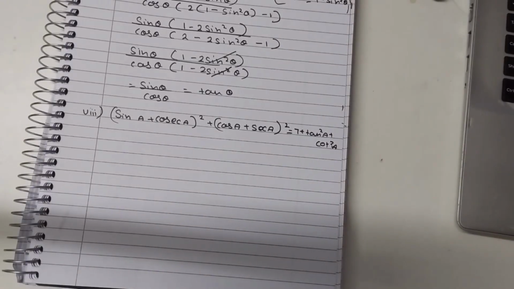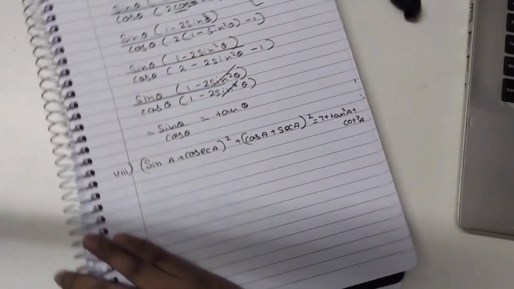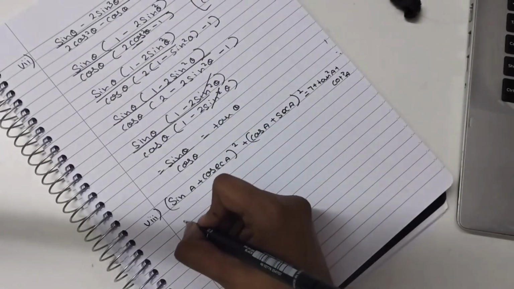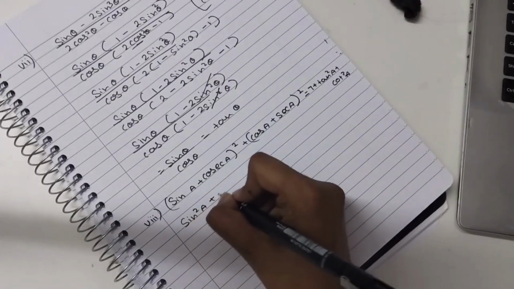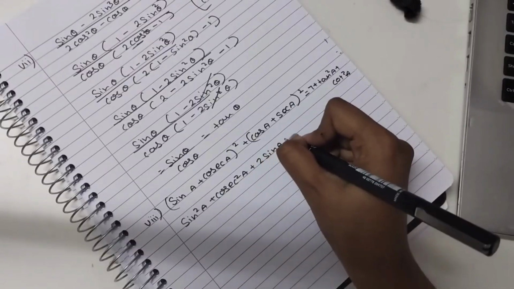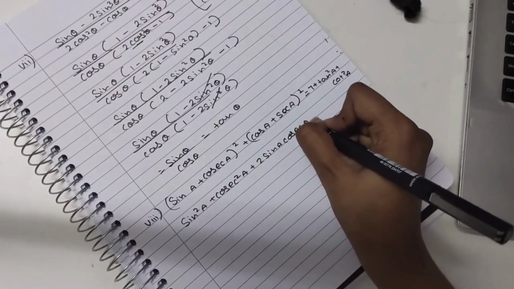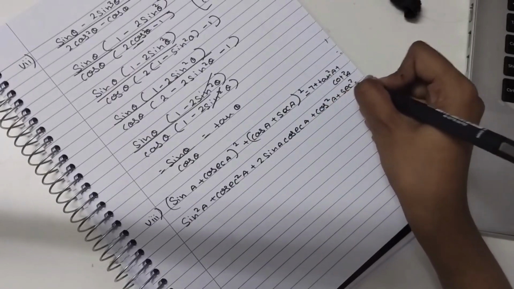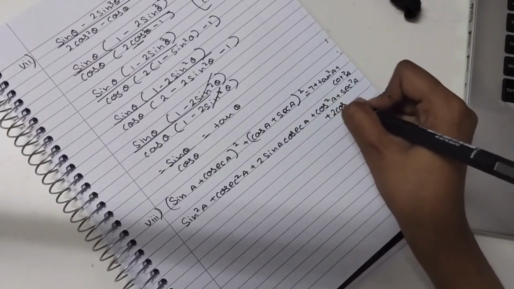In the 8th question, they asked us to prove that sine A plus cosecant A the whole squared plus cos A plus secant A the whole squared is equal to 7 plus tan square A plus cot square A. So we know that this is in the form A plus B the whole squared. So it can be written as sine square A plus cosecant square A plus 2 sine A cosecant A plus cos square A plus secant square A plus 2 cos A secant A.